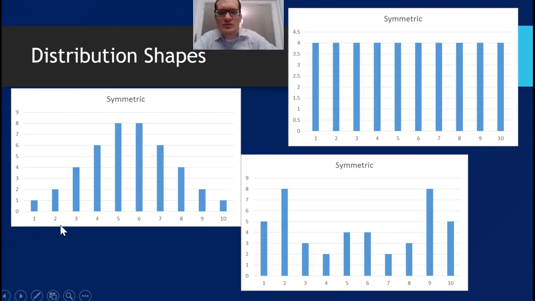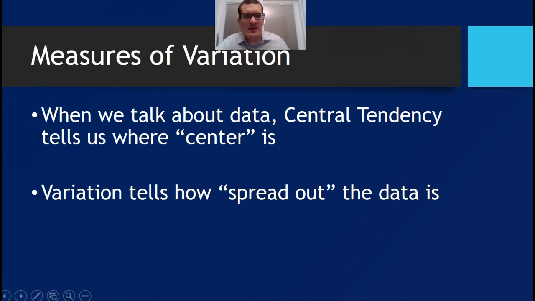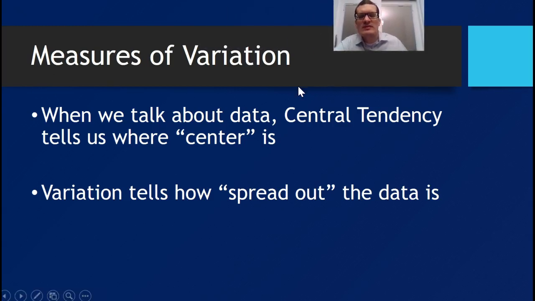So the bell-shaped distribution is very, very important. Now, what we're going to do is look at measures of variation. And when we talk about data, how you should think about this is that the central tendency tells us where the middle of the data is, so where the center of the data is. Variation, or all these other measures of variation, is going to tell us how spread out the data is.